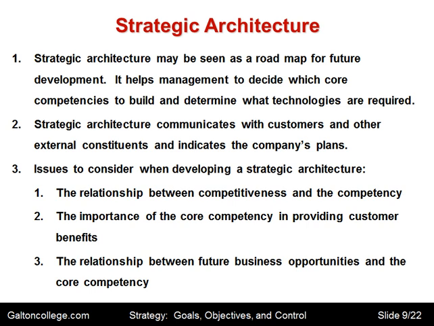It communicates with customers and other external constituents and indicates the company's plans. So that's point 2. It communicates with customers and other external constituents and indicates the company's plans. So the strategic architecture is this broad view of where the business is and where it wants to be and how to get there, and it communicates that to the relevant stakeholders.